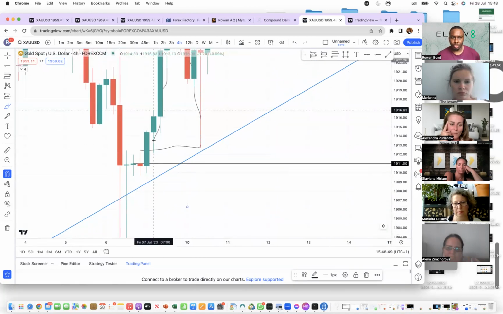You can see the first time this candlestick opened, came down to the wick and then went up.